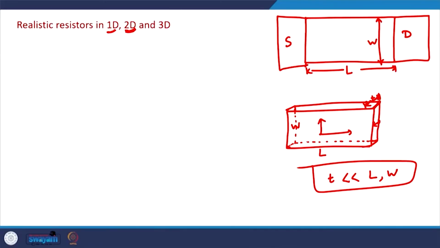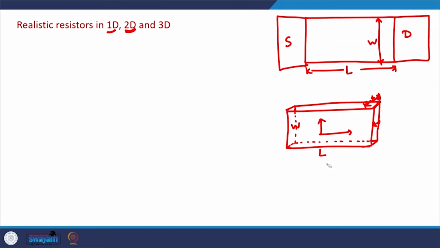So, the realistic 2D conductor will look something like this. It will have length, finite width, and a very small thickness. Now, let us say the length is in the x direction, width is in the y direction, and thickness is in the z direction. If this is x, this is y, and this is z. Okay. So, now electrons are confined in the z direction, and electrons are free to move in the x and y direction.